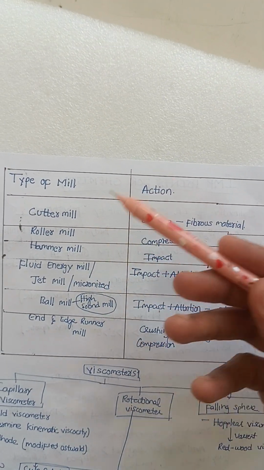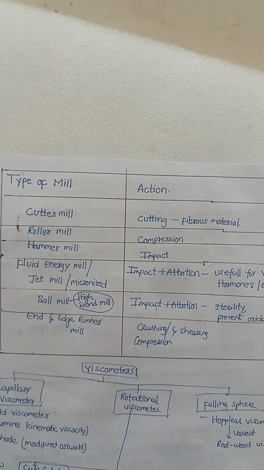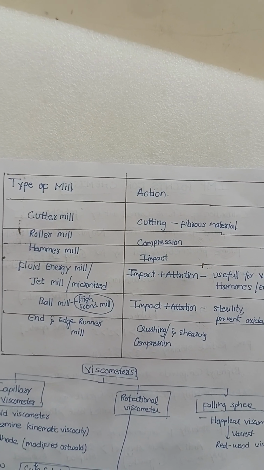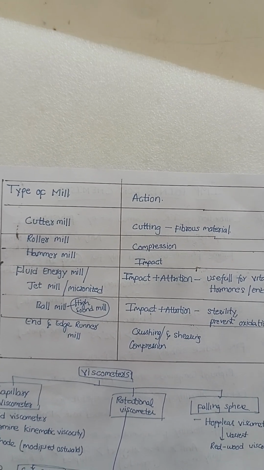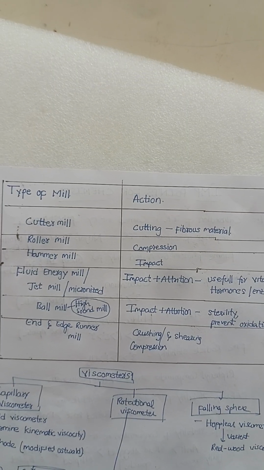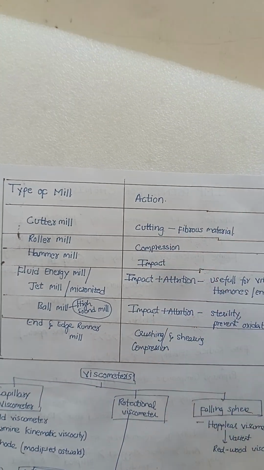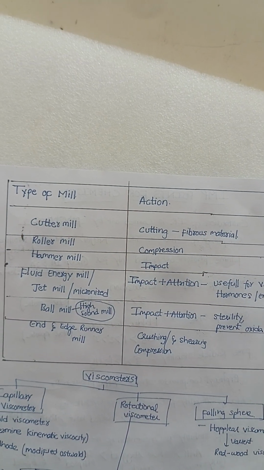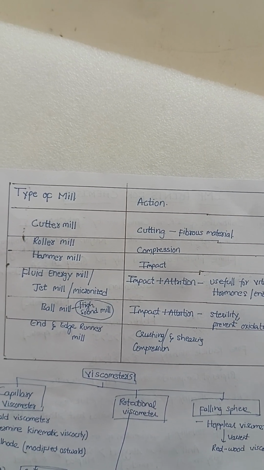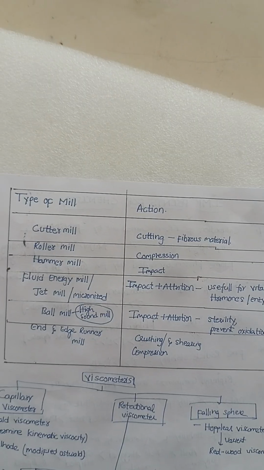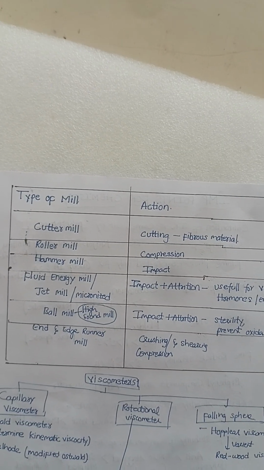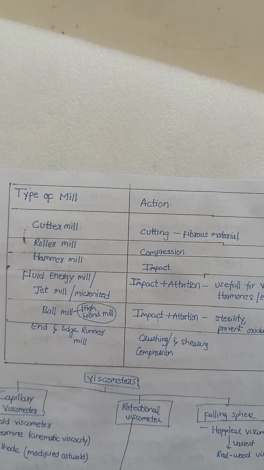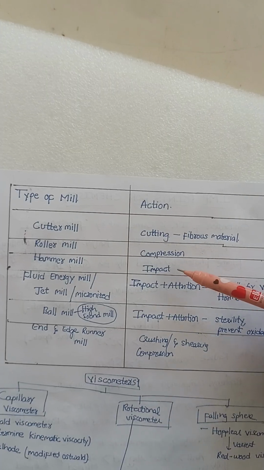Generally, cutter mill is used to cut any fibrous materials or any rubbery materials. So the action is just cutting. Next is roller mill. This roller mill helps to decrease the size of your API by a compression mechanism, like it will compress the API drug. Next is hammer mill, the mechanism is impact.